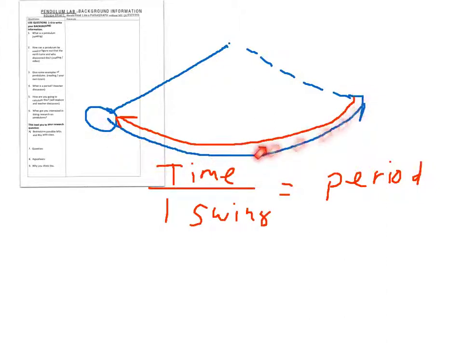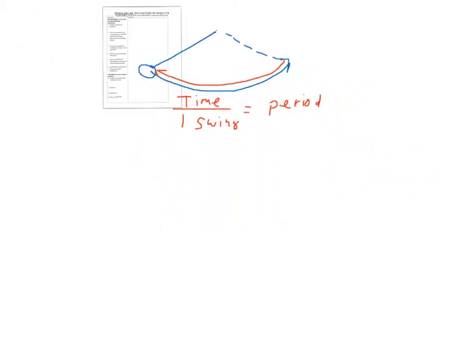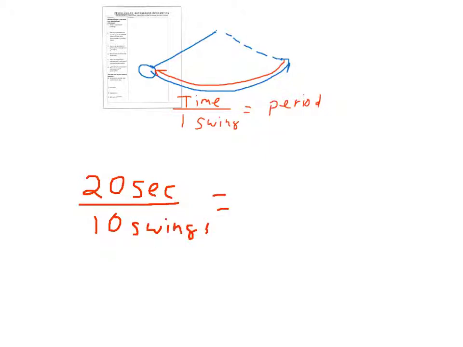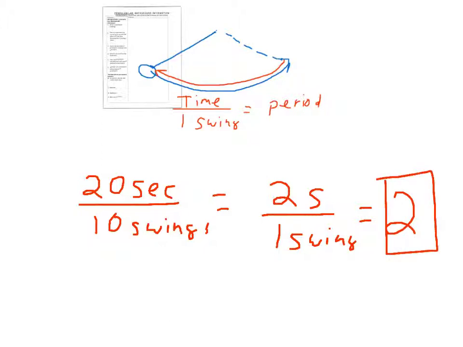So that'd be 1, 2, 3, etc. I won't go all the way to 10, but you let it go 10 times and time it for that 10 times, and you would end up with something like this. If you let it go back and forth for 10 times, let's say you got 20 seconds, and you let it swing back and forth for 10 swings, you would divide those and be able to figure out the time for one swing. So it's basically 2 seconds for every one swing, or in other words, we would say a period of 2. So this pendulum had a period of 2 in my example.